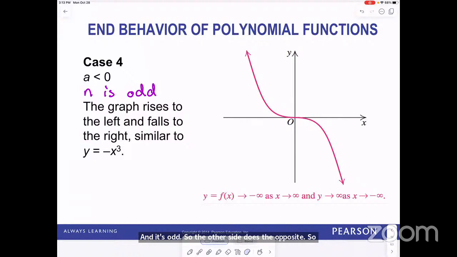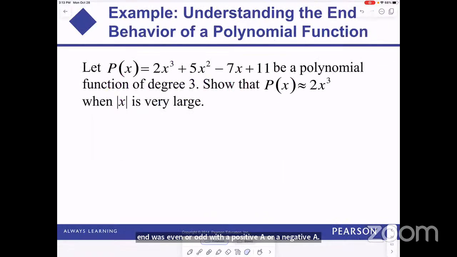Okay. So those are the end graph behaviors of the power function, right? We saw the 4 different cases where n was even or odd with a positive a or a negative a, and how that affects the long-term behavior. So now in this example, given this polynomial function of degree 3, we're asked to show that this polynomial is approximately equal to 2x to the third, when the absolute value of x is very large.